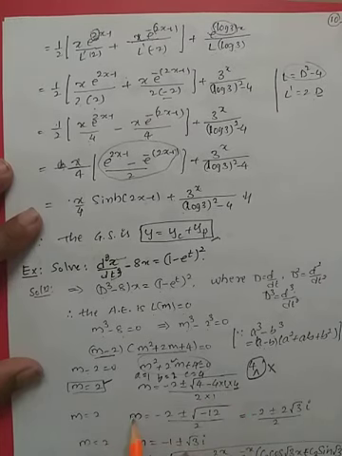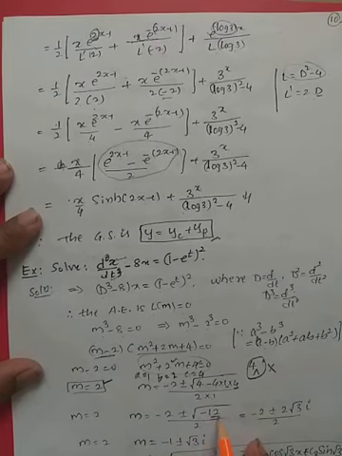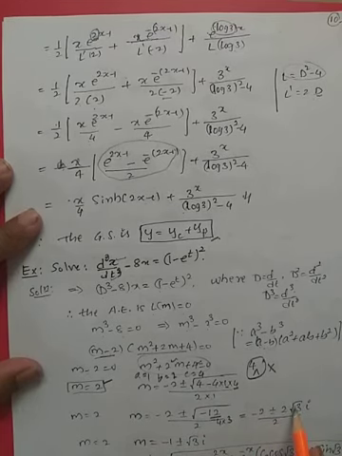So after simplification, m is equal to minus 2 plus or minus under square root, see 4 minus 4 into 4 is 16, 4 minus 16 is minus 12. So it becomes under square root minus 12. Now this 12 can be written as 4 into 3. Therefore, under square root 4 is 2, and root 3 as it is.